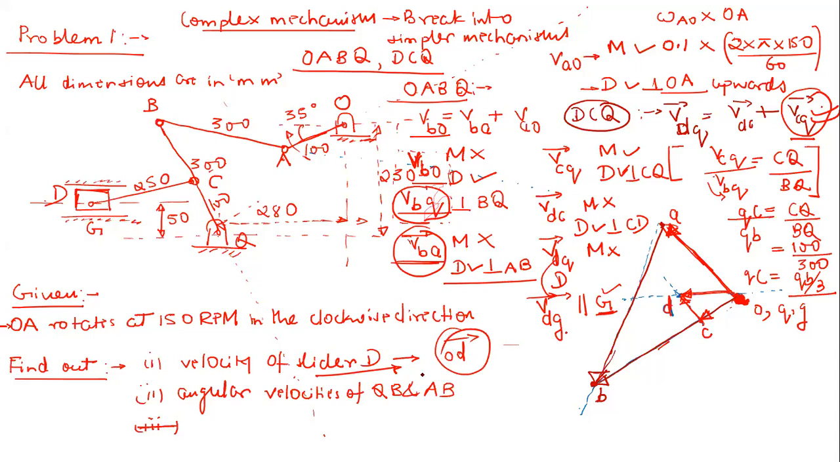Okay, so now let us say what will be the angular velocity of QB and AB. So now this is also very obvious. So omega QB is going to be equal to the velocity of B with respect to Q divided by this QB length, right? And omega AB is again equal to the velocity of B with respect to A divided by AB. So now this is very easy, right? Once you know these vectors, you just put the magnitude of these vectors and calculate the angular velocity. So this is one thing.